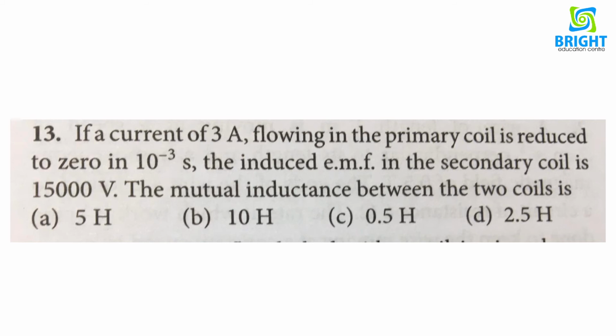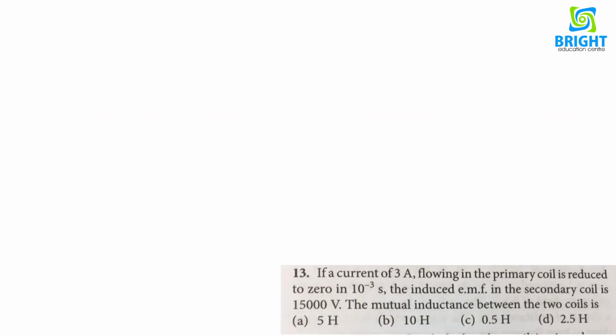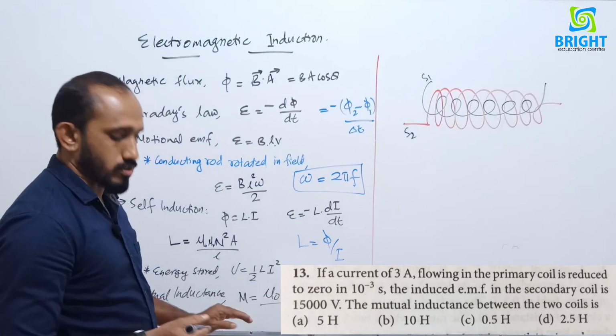If a current of 3 ampere flowing through a primary coil is reduced to 0 in 10 raised to minus 3 seconds, the induced EMF in the secondary coil is 15,000 volts. The mutual inductance between the two coils we have to find out. So here we have current of 3 ampere flowing through the primary coil, that's reduced to 0 in 10 raised to minus 3 seconds. We can make use of the basics of this concept.